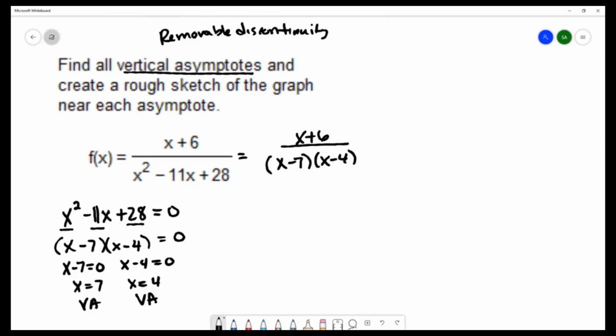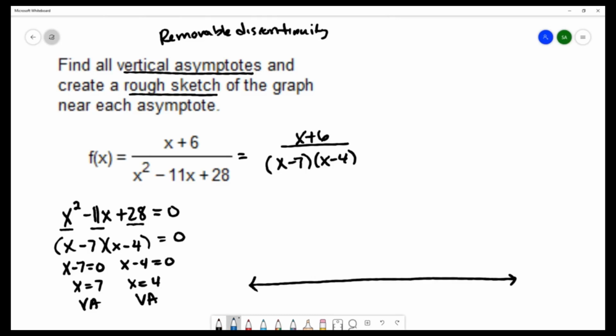And then we want to draw a rough sketch of the graph near each asymptote. So there are a couple ways that we could come up with this rough sketch. One of them is with something that we call a sign chart. So what we're going to do is we're going to draw a number line. And on that number line, we're going to put all of the zeros of the factors from the numerator and denominator.